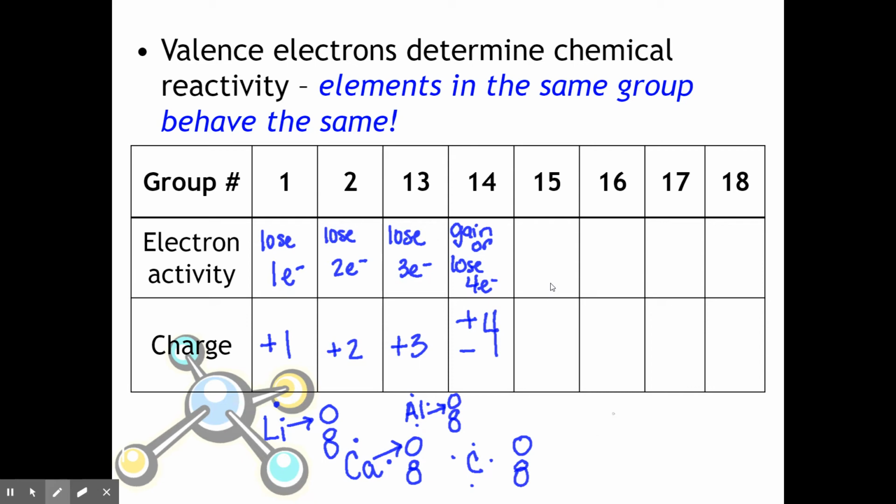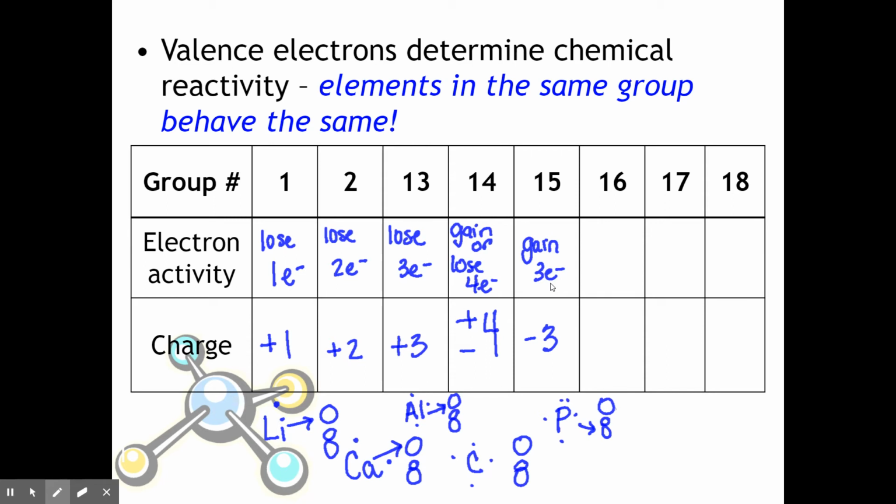Okay. In group 15, we have phosphorus. Phosphorus has 5 valence electrons. It is easier for phosphorus to go to 8. So it's going to gain those 3 electrons to fill out its shell. Then its charge will be -3.